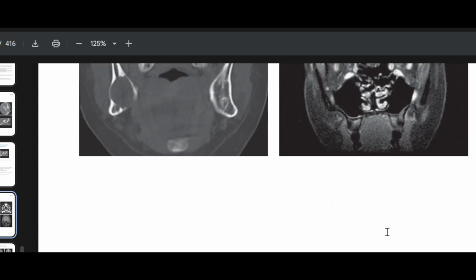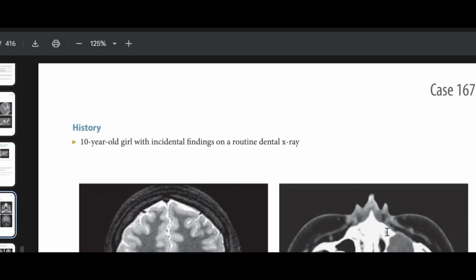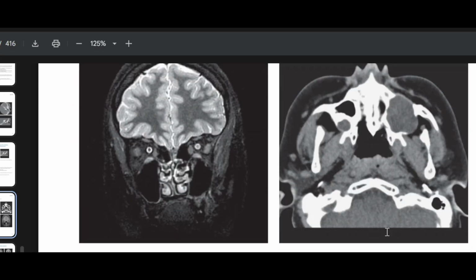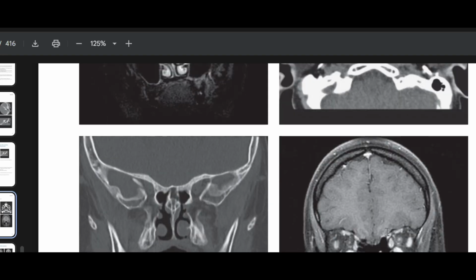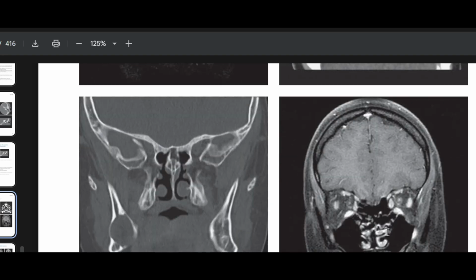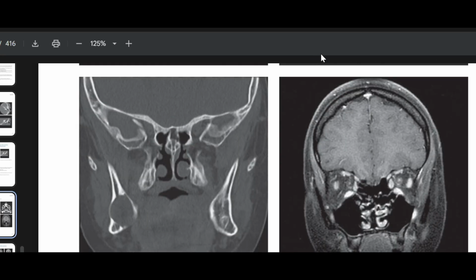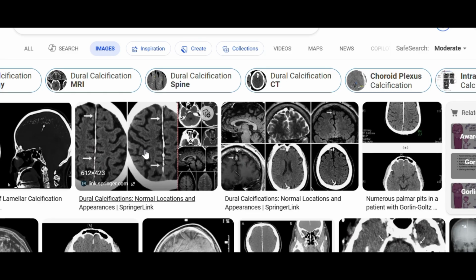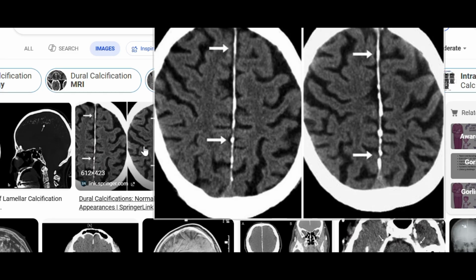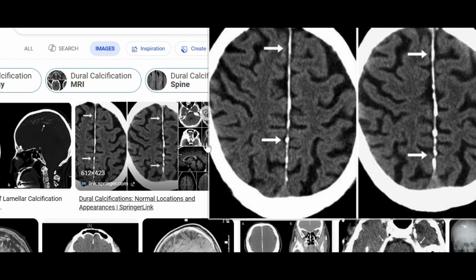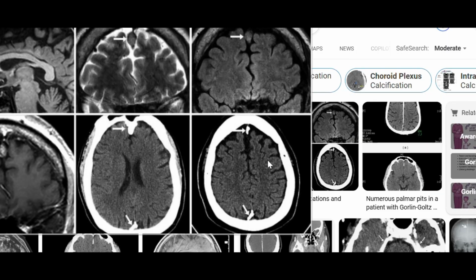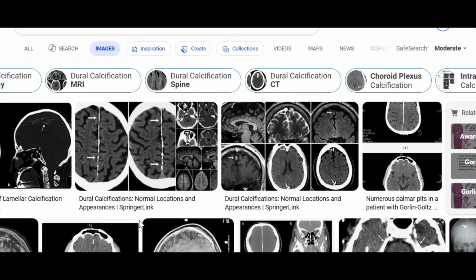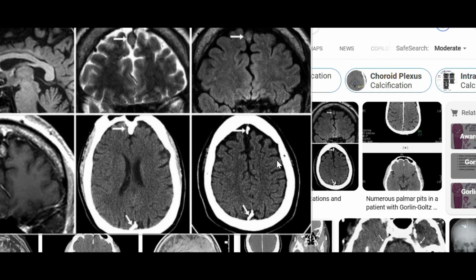CT scan of the head shows extensive dural calcifications. So these are the extensive dural calcifications on non-contrast CT scan. Another one, extensive dural calcifications on the non-contrast CT scan.